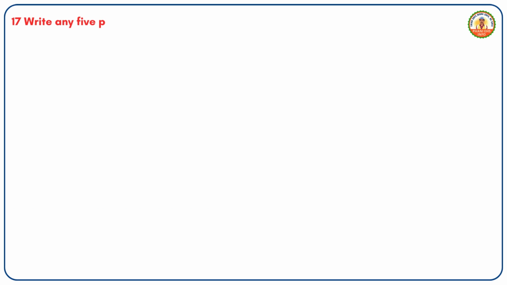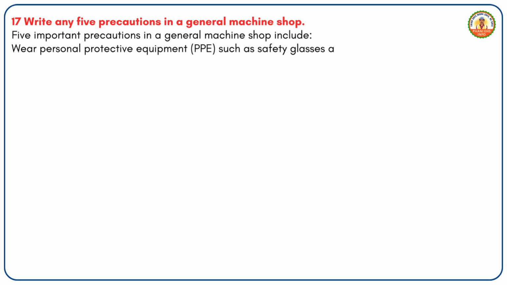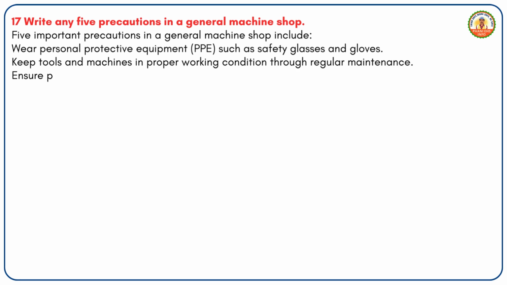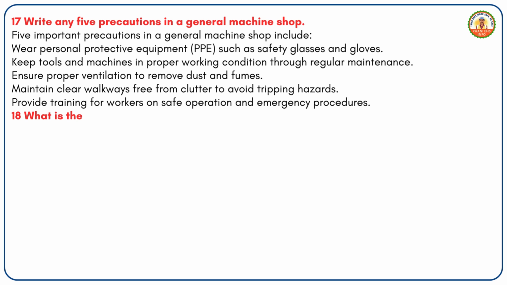17. Write any 5 precautions in a general machine shop. 5 important precautions in a general machine shop include: wear personal protective equipment, PPE, such as safety glasses and gloves. Keep tools and machines in proper working condition through regular maintenance. Ensure proper ventilation to remove dust and fumes. Maintain clear walkways free from clutter to avoid tripping hazards. Provide training for workers on safe operation and emergency procedures.